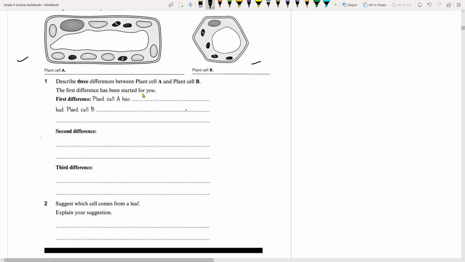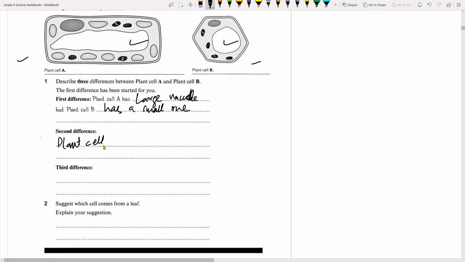Plant cell A has a large vacuole. Vacuole, sorry, I missed the O. So you can see there's a clear difference between the two, but plant cell B has a smaller one. Okay, the second one, you have to write the same way.